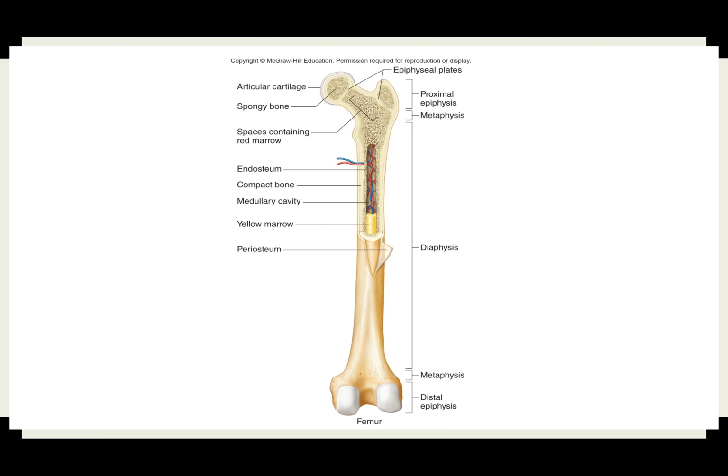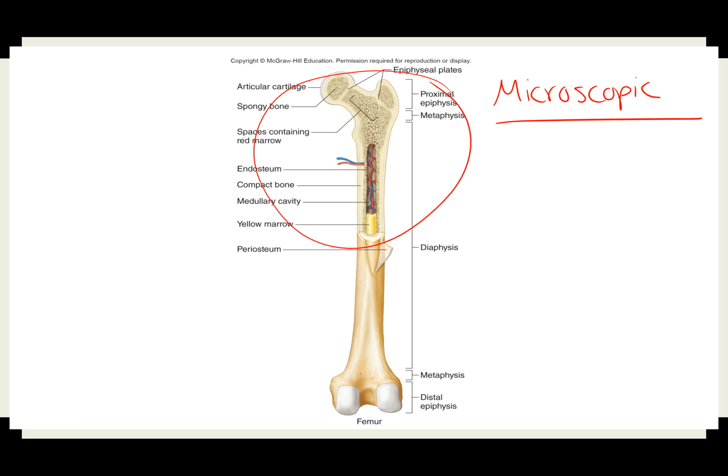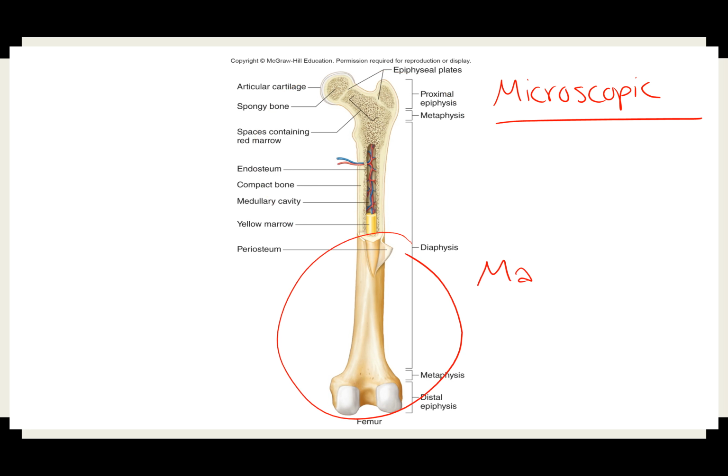So, this is a picture of the femur, which is going to be the long bone we're going to be using as an example. You can see that there are two different views of this bone right here. So this top view is considered the microscopic view of this bone because you can see all the inside of it. And so this bottom part of the bone is considered the macroscopic view of this bone.